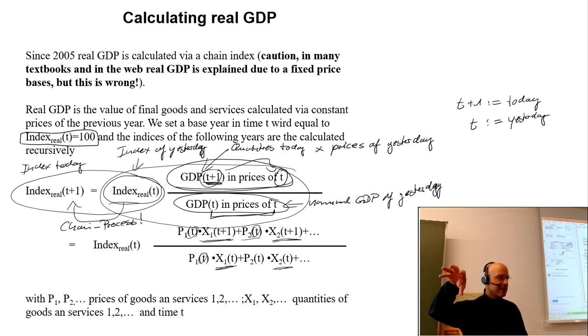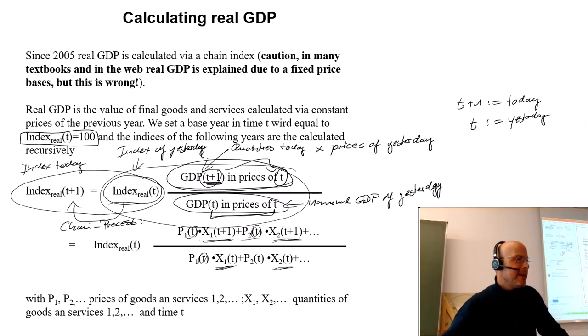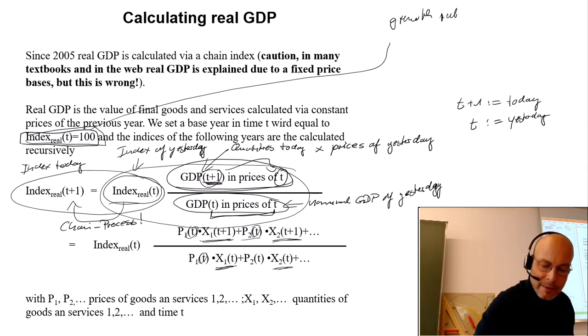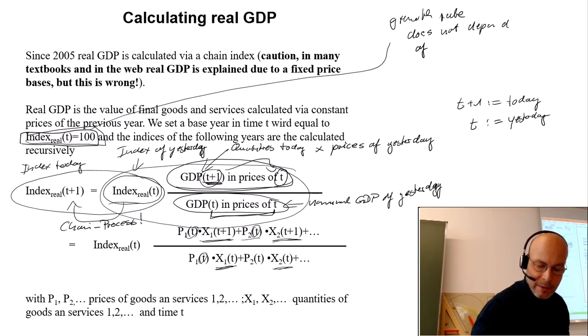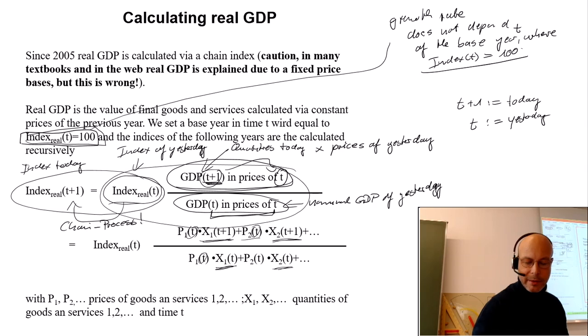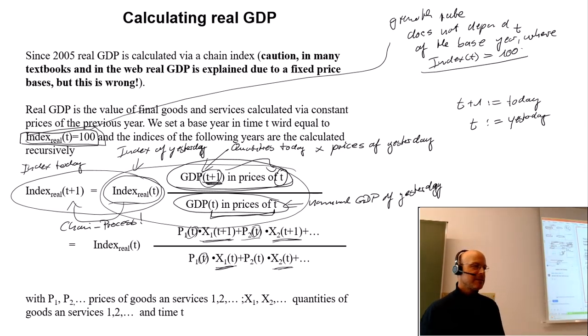And of course, the growth rate of any number does not depend at which point you are fixing the number as a starting point. So the growth rate does not depend on the base year where the index of t equals 100. So it doesn't matter if you choose the year 2000 or 2020 or 2017.